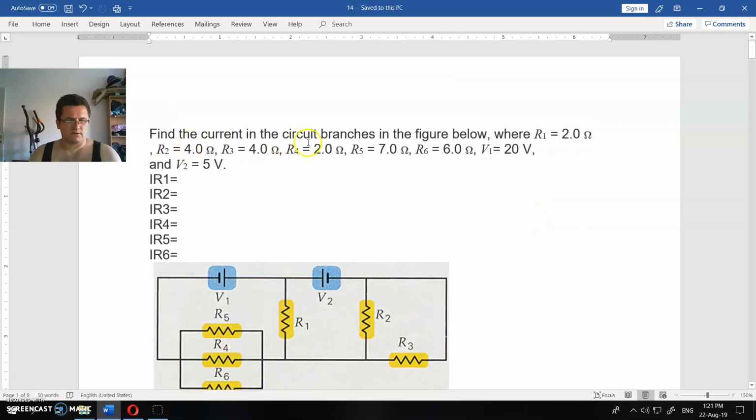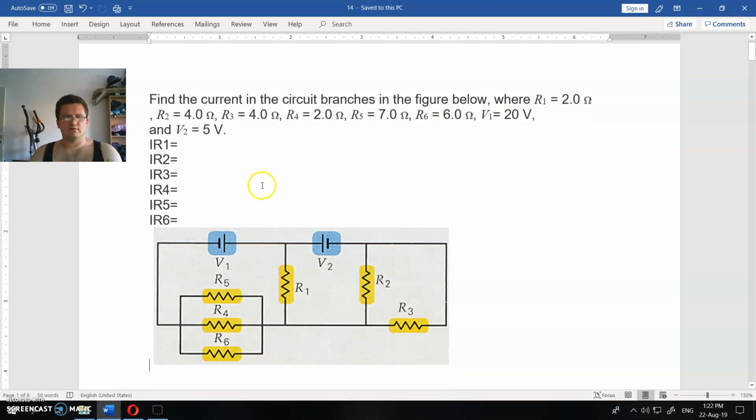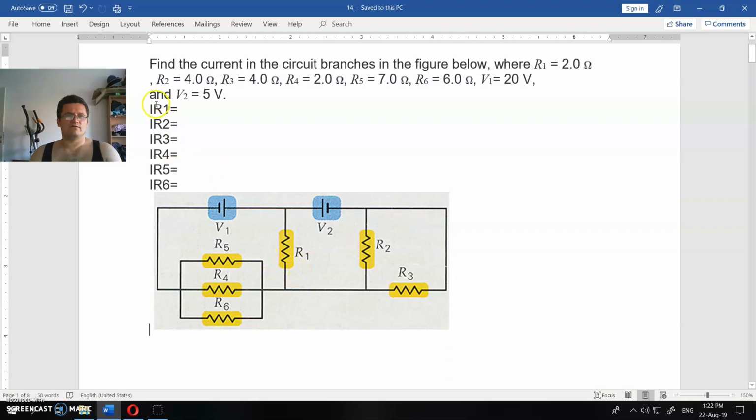Find the current in the circuit branches in the figure below, where you have all the resistance and you have two voltage sources, V1 and V2. We need to find current through all those resistors, through this, through this, through this, and through this. All in all, we need to find the 6 currents.